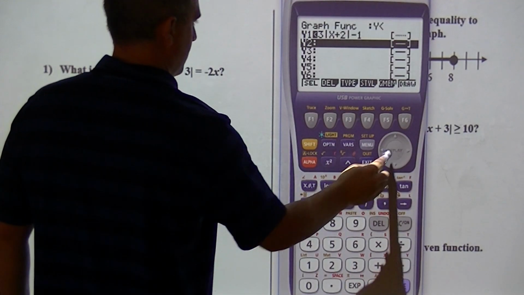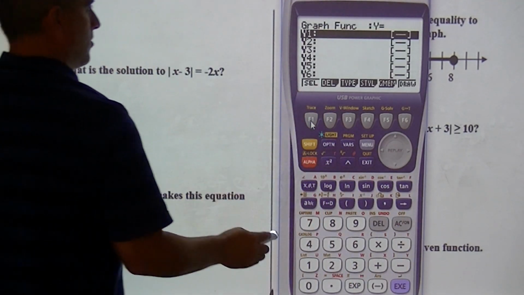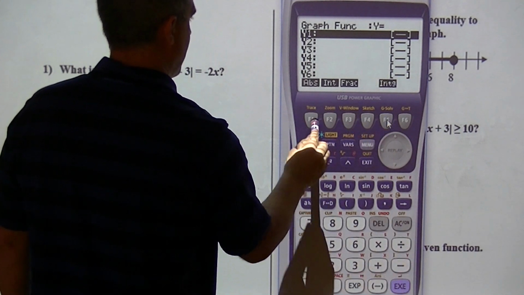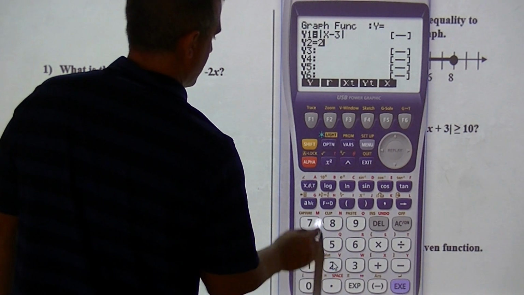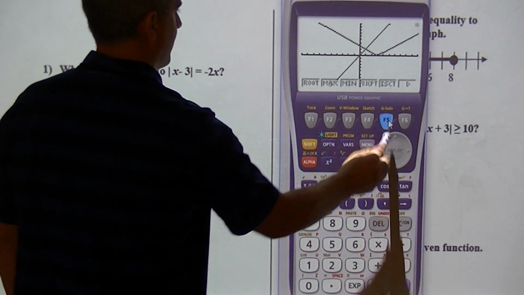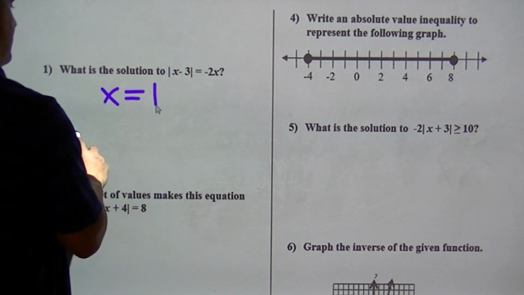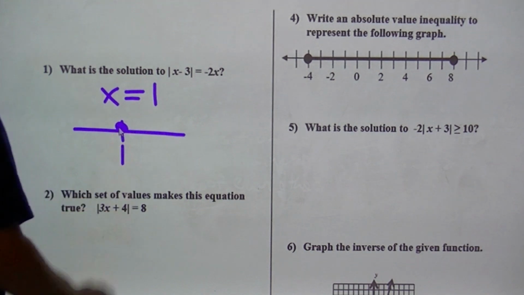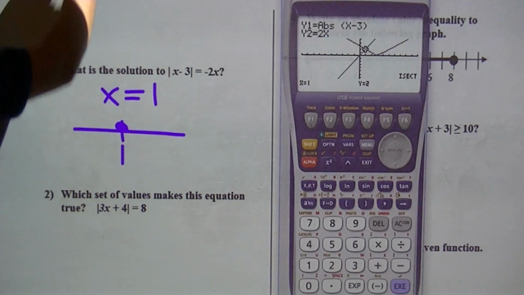Very simple. Let's turn our type back to y equals. Option num, abs, x minus 3, and then 2x. Draw, G solve intersect. I only care about that, x equals 1, and if I was making that on a number line, it would just be that. Okay? Number 2 here.